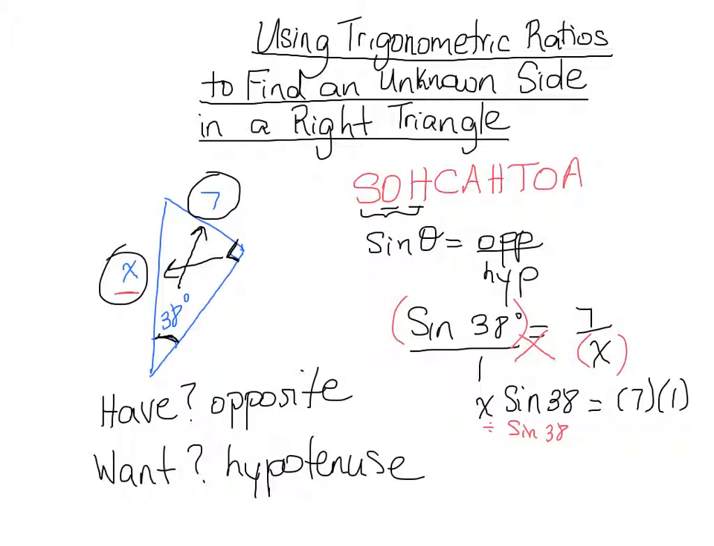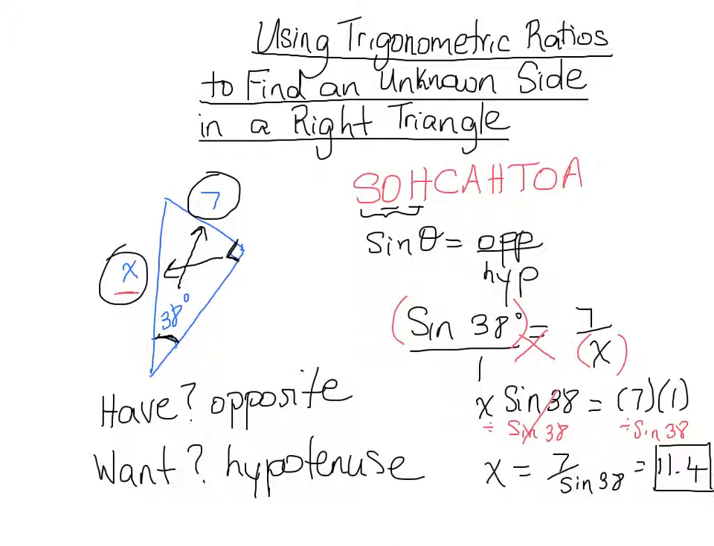Which means that in order to isolate our x, we can now divide both sides by sine 38, and that will get our x alone. And whatever we do to one side, of course, we have to do to the other side. And so we'll get that x is equal to 7 over sine 38. After plugging that into our calculator, we will see that that will give us 11.4 approximately. And that's how you use your trig ratio to figure out an unknown side.